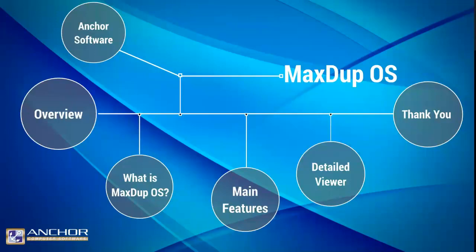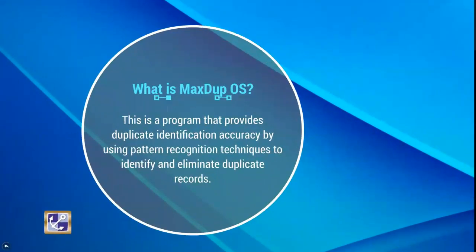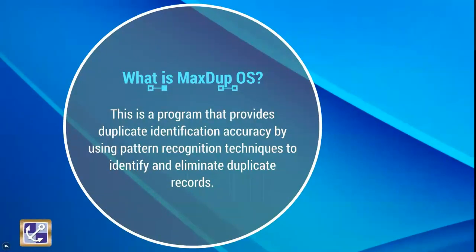Well, what is MaxDup OS? Well, MaxDup OS is a duplicate identification program that helps eliminate duplicates by using a pattern recognition technology to help identify and eliminate duplicate records. You may ask, well, what does this mean? I'll explain to you in just a moment.